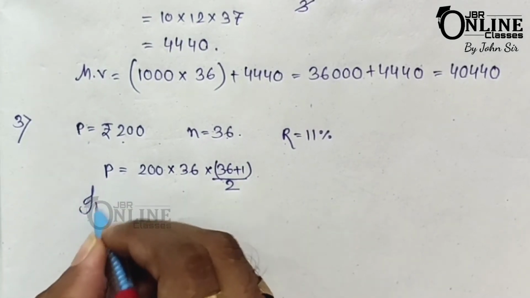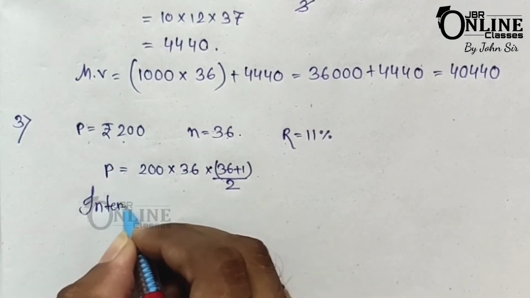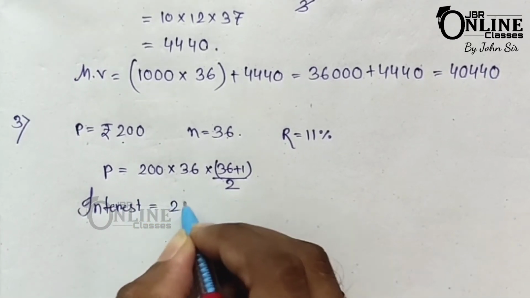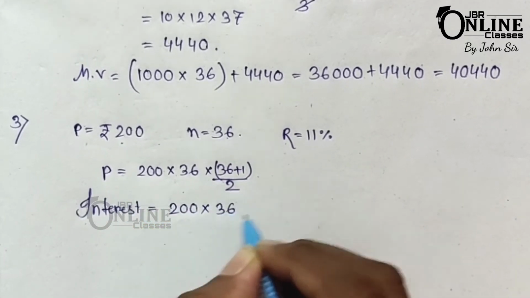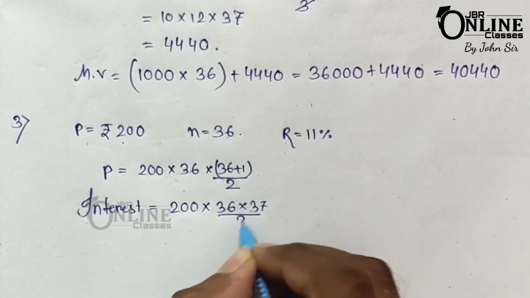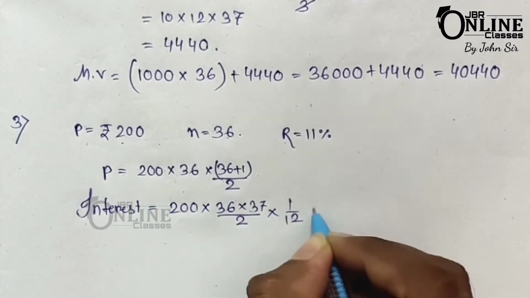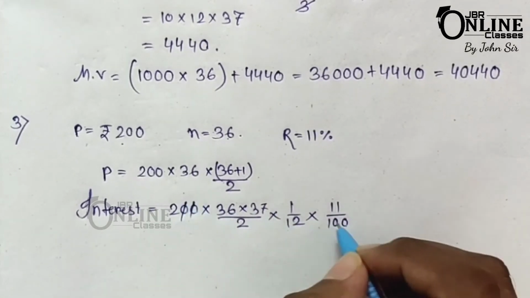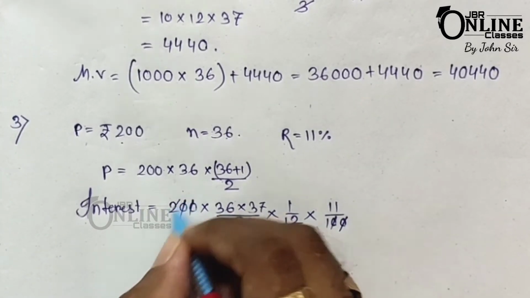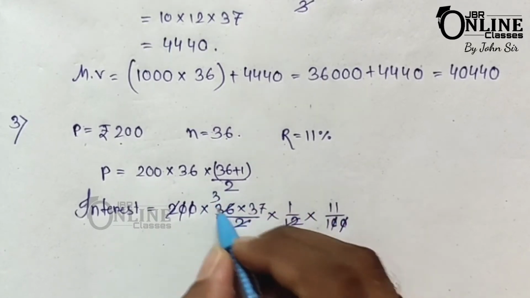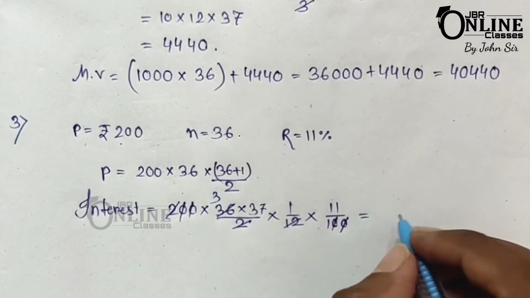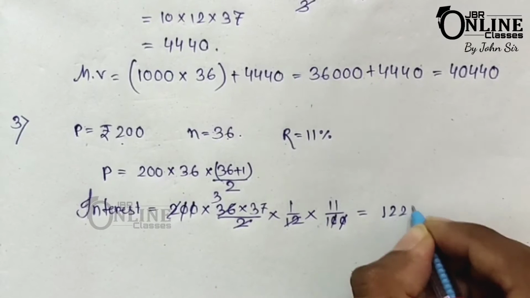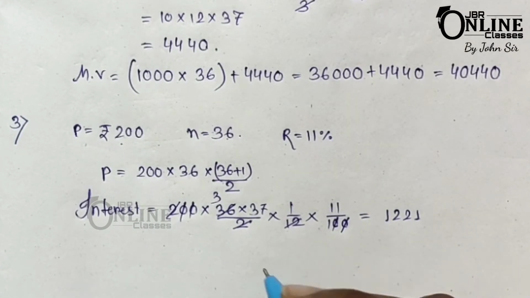Now next thing you have to find out the interest. So here interest equals, first write down the total principal, then into 1 by 12 and then 11 by 100. So from that, 2 cancel out. So here 3 into 36 into 11. So that equals 1221. So 1221 is the interest.